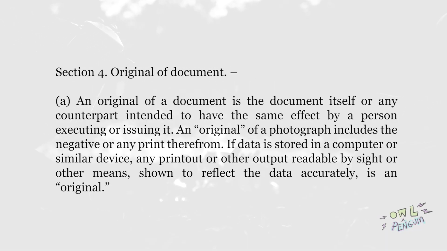Section 4. Original of Document. A. An original of a document is the document itself or any counterpart intended to have the same effect by a person executing or issuing it. An original of a photograph includes the negative or any print therefrom. If data is stored in a computer or similar device, any printout or other output readable by sight or other means, shown to reflect the data accurately, is an original.